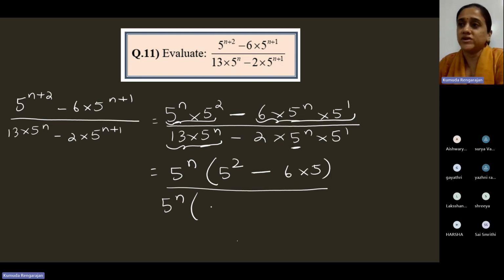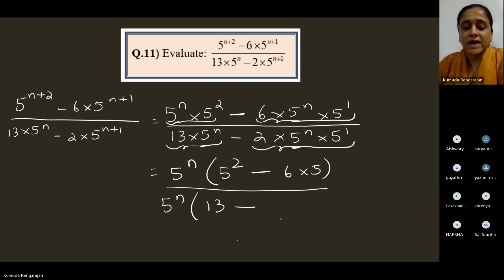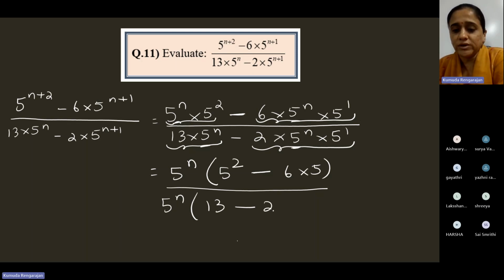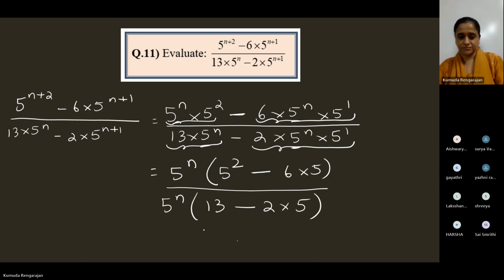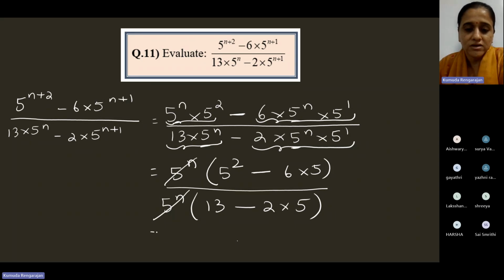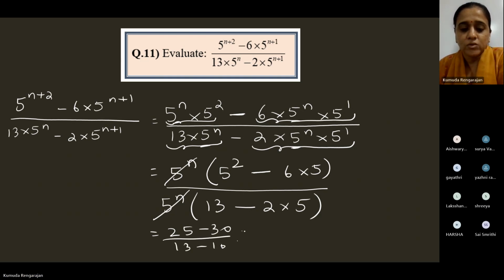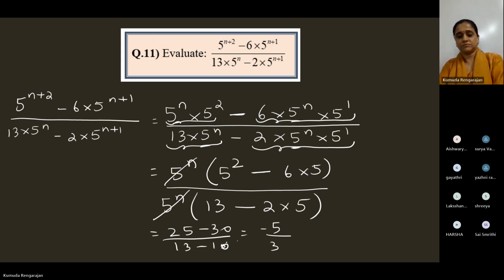In the denominator, this is the first expression, so 5 to the power n is common. So you'll have 13 minus, this is the second term in the denominator, and 5 to the power n is common, so you'll have 2 into 5. So 5 power n in the numerator and denominator gets cancelled. So we have 25 minus 30. 5 square is 25, minus 30 divided by 13 minus 10, which is minus 5 by 3. Minus 5 by 3.